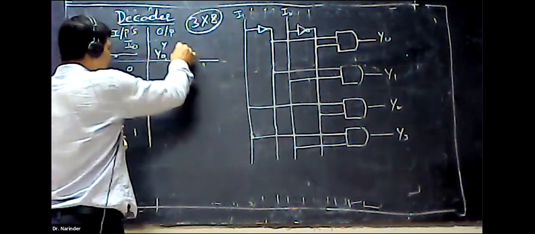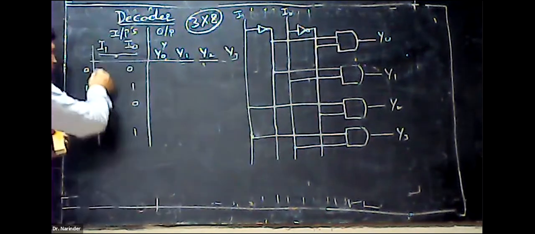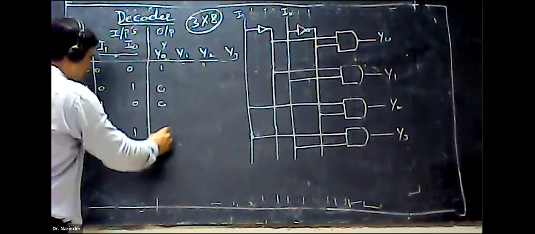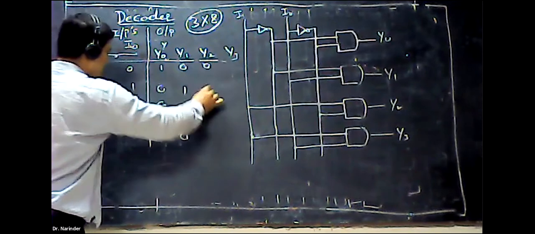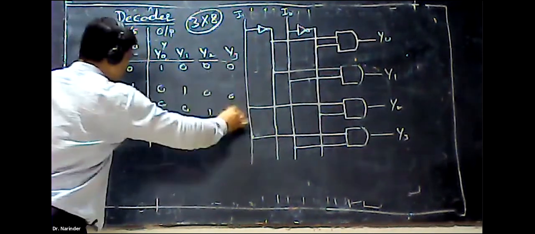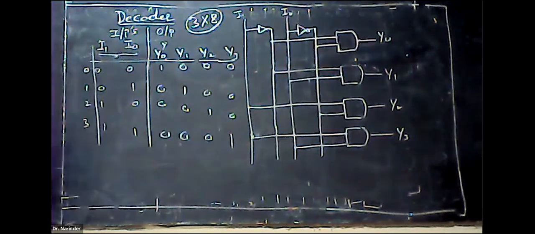Y0, Y1, Y2, Y3. Firstly Y0 is 1, the rest are 0. Next Y1 is 1, the rest are 0. Next Y2 is 1, the others are 0. At the last Y3 will be 1. So you can draw the truth table like this. In this way we can design the 2 to 4 line decoder, and similarly we can also pursue the 3 to 8 line decoder.